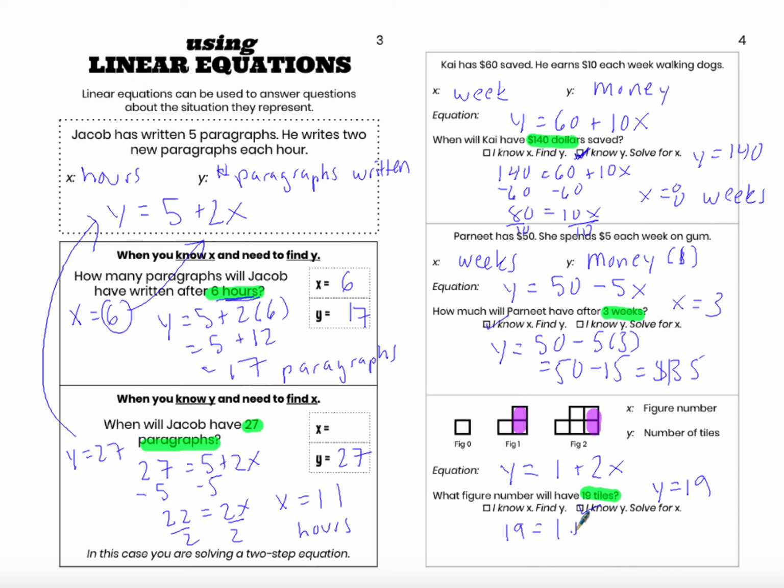So I have 19 equals 1 plus 2x, subtracting 1 from both sides, and I end up with 9. That means, 9 is not number of tiles, 9 is figure 9. So figure number 9 is going to have 19 tiles. That makes sense because I'm going to have my 1 starting tile plus 2 times 9, which is 18. So I will have 19 tiles in figure number 9.